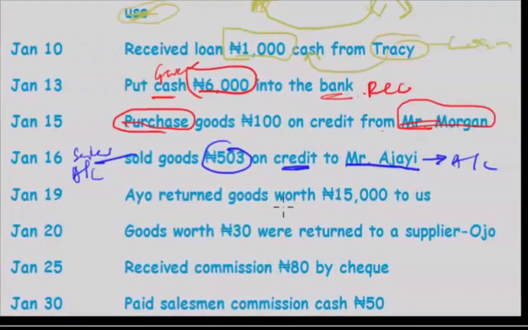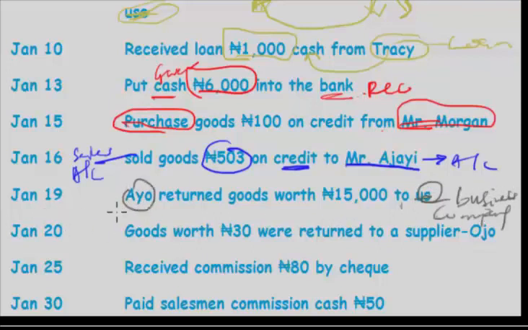January 19th, Ayo returned goods worth 15,000 naira to us. The us here is the business. Ayo returned goods back to the business, the company. And Ayo in this case is a customer. Ayo bought goods from the company. Maybe after he got home, he discovered that the goods were damaged. So he decided to return some of them or even all of them to the company. So he returned goods worth 15,000 back to the company.